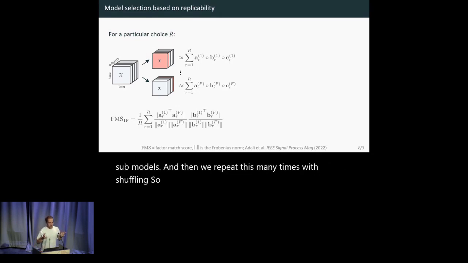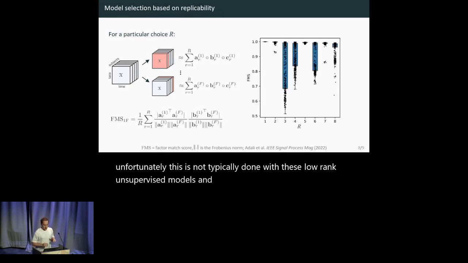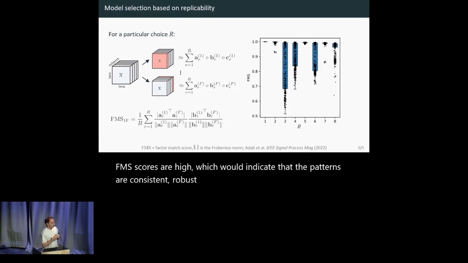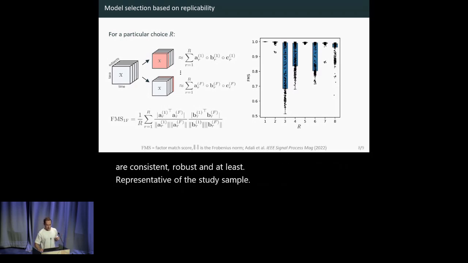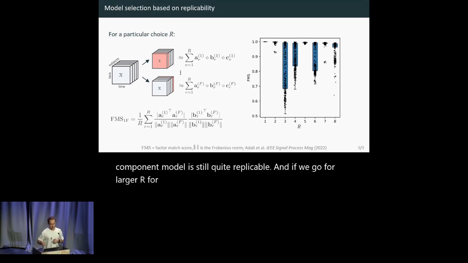In a prediction task, this would equate to some type of cross-validation, but unfortunately, this is not typically done with these low-rank unsupervised models. And so what we want to see is that the FMS scores are high, which would indicate that the patterns are consistent, robust, and at least representative of the study sample. Okay, so on the right, you see results of such an analysis on the CP model that I showed, and you can see that the 7-component model is still quite replicable, and there is room for better explanatory power. And of course, we use other diagnostics as well, and this can be extended to ParaFac2 as well.